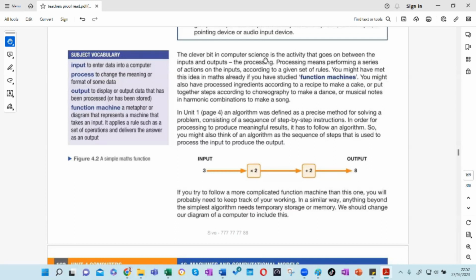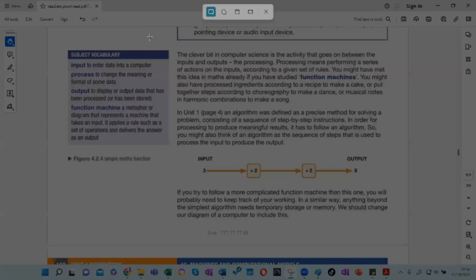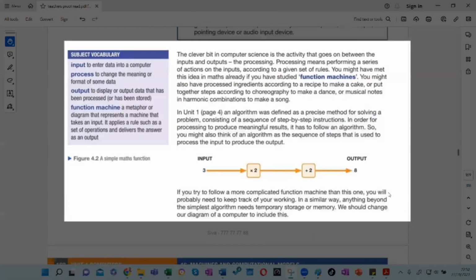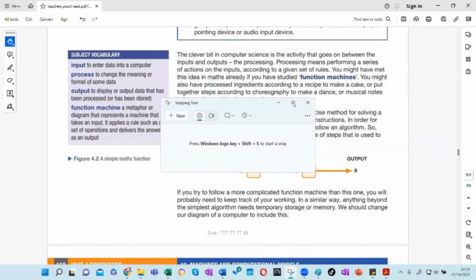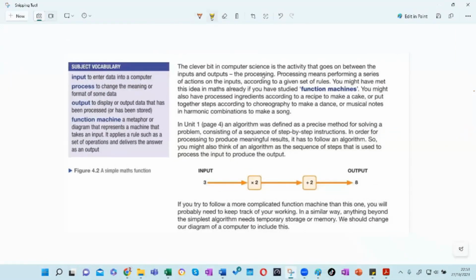The clever bit in computer science is the activity that goes on between the inputs and outputs, the processing. The processing means performing a series of actions on inputs. Okay, let me take a screenshot and highlight, then you can also highlight. Right, processing means performing a series of actions on the inputs according to the given set of rules.